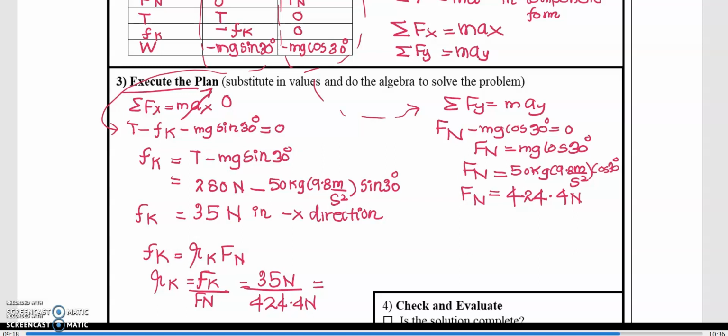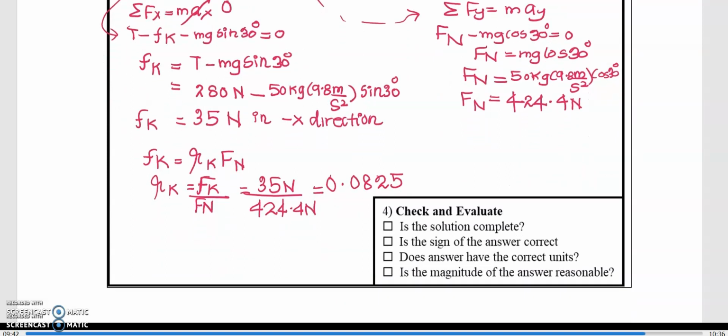I'm solving for it now. So let me see what I get. I get 0.0825 for the coefficient of kinetic friction. As we expected, there's no unit for the coefficient of kinetic friction. Newtons to newtons will cancel out. And you get the answer with no units. And it's not negative because it doesn't have a direction.